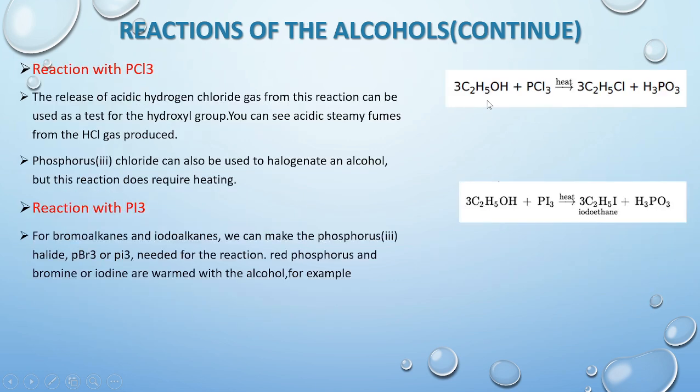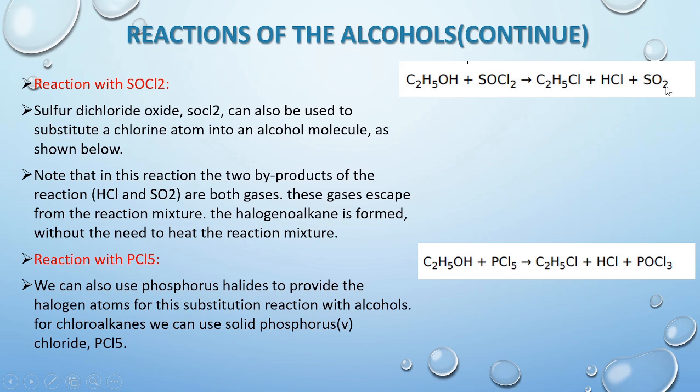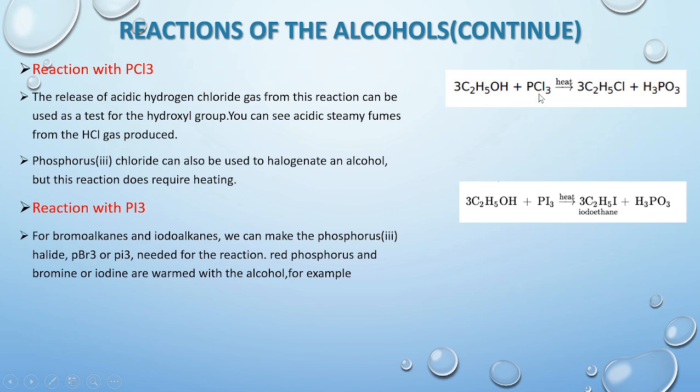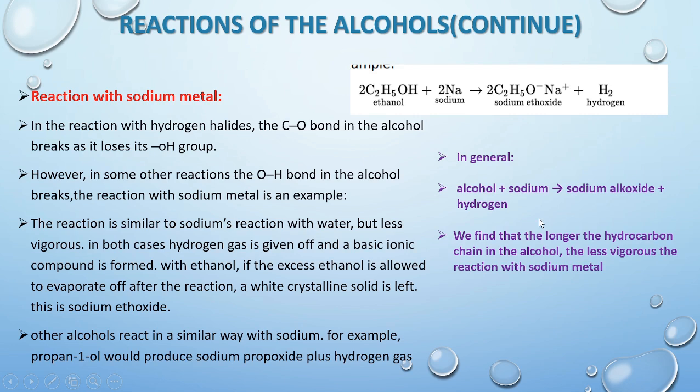In the next one we can heat the alcohol with PCl3 and there is a formation of H3PO3. And if we are using PI3, then there is again iodoethane with the formation of H3PO3. So actually this is important, what is formed at the end. In case of SOCl2, SO2 is formed; PCl5, POCl3 formed; PCl3, H3PO3 formed; and PI3, H3PO3 formed.